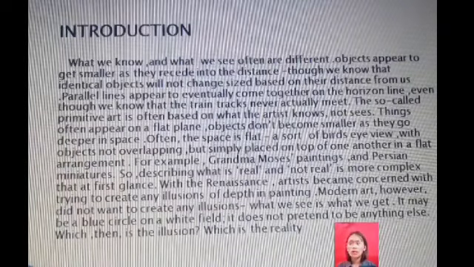So, with the Renaissance, artists became concerned with trying to create illusions of depth in painting. Modern art, however, did not want to create any illusions. What we see is what we get. So, it may be a blue circle on a white field. It does not pretend to be anything else, which then is the illusion. So, which is the reality?